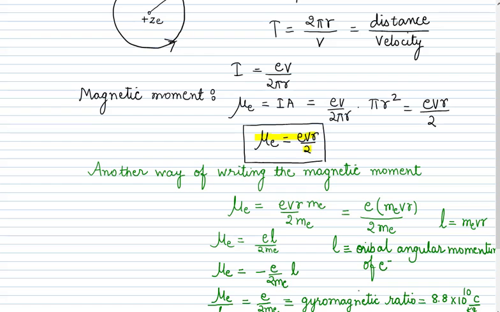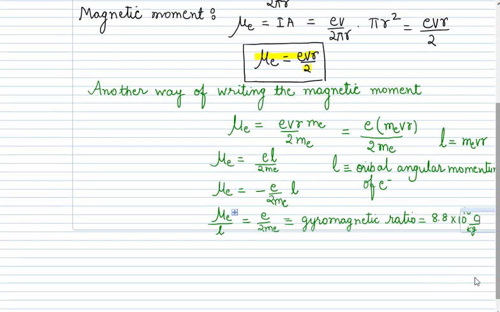And this value is only for the electron. So for the electron, if you want to calculate the gyromagnetic ratio, it is equal to e upon 2me. This is the magnetic moment divided by the orbital angular momentum, and the value is e upon 2me, and we get it as 8.8 into 10 to the power 10 coulomb per kilogram.